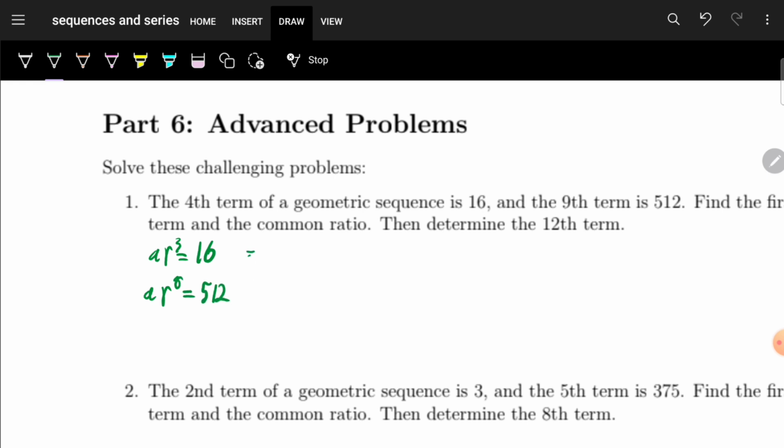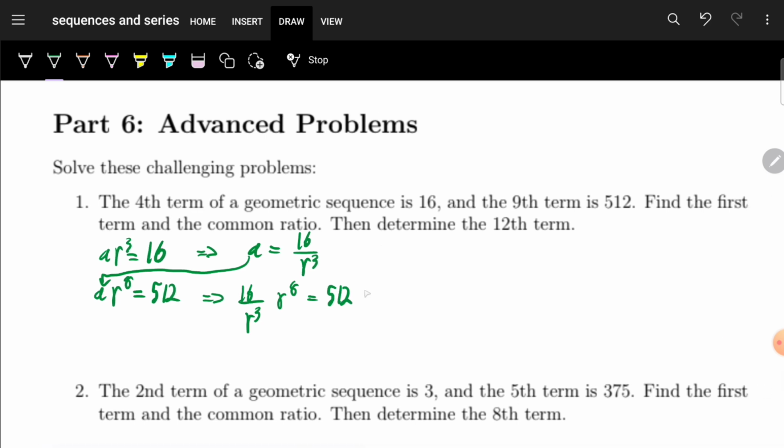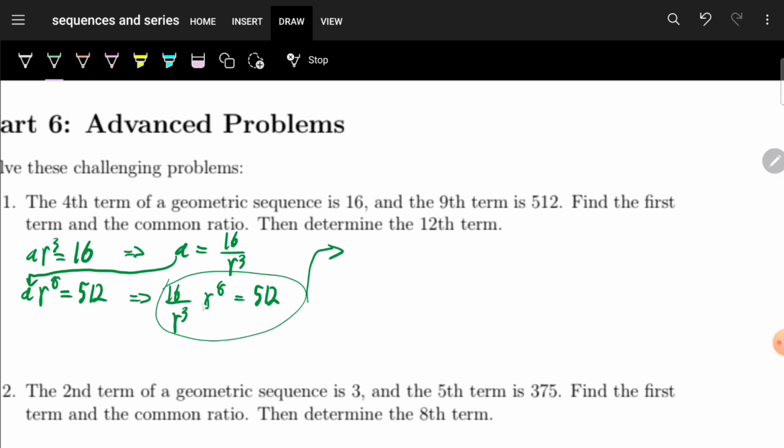So now we're going to solve for a in the first equation. a is equal to 16 over r cubed. Plug a into the second equation. So we get 16 over r cubed times r to the 8 is equal to 512. Okay, let's clean this up. Cancel 3 of the r's on the top and bottom. So we get 16 times r to the 5 is equal to 512.